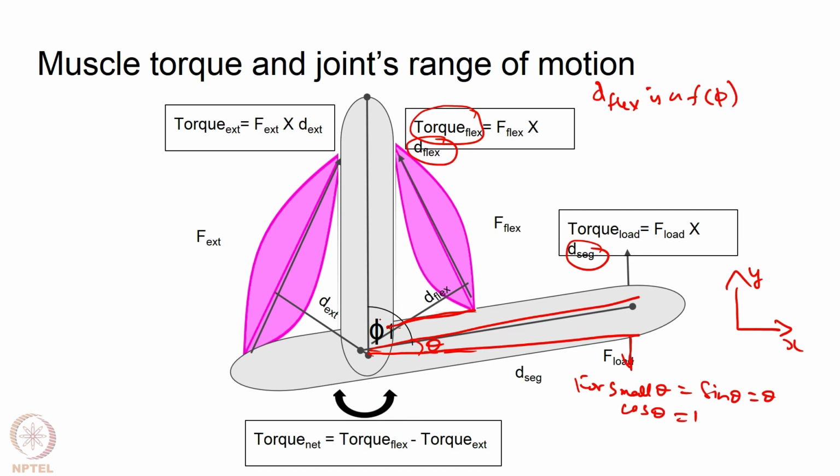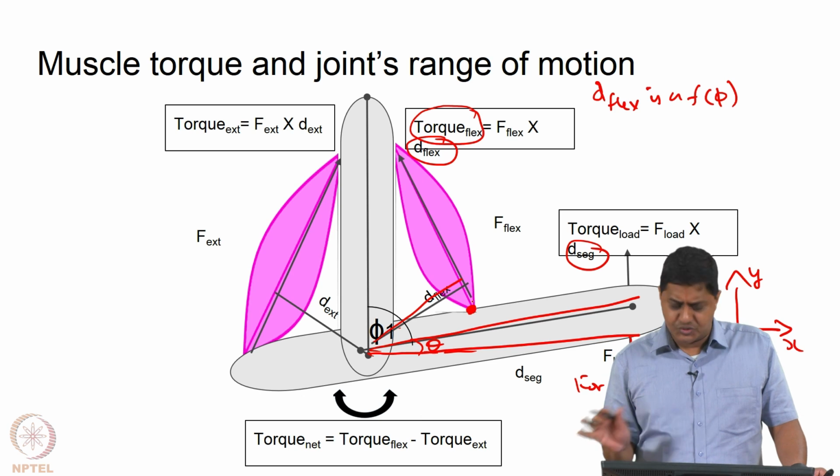The point at which the muscle attaches to the distal bone is called the insertion. This is something that is not going to change. What is going to change is phi and essentially the momentum, but this point itself does not change, right. And essentially the relationship between d_flex and d_seg will remain such that the muscle force is usually a very large number when compared with the load. This is the usual case.